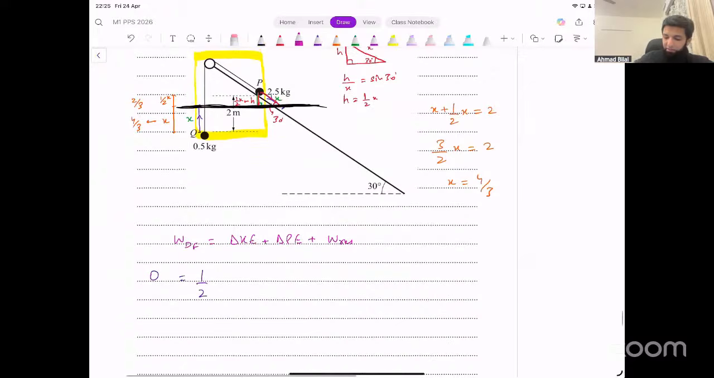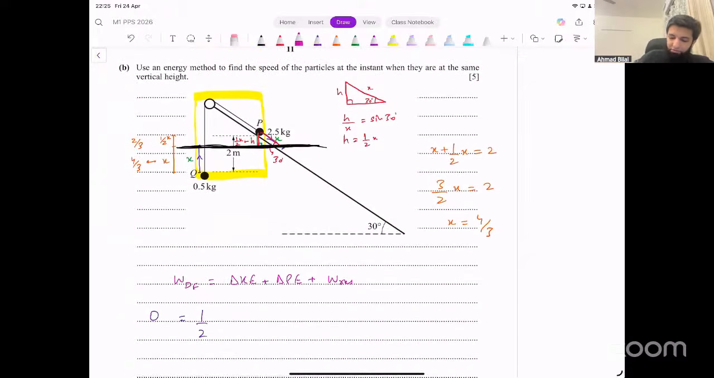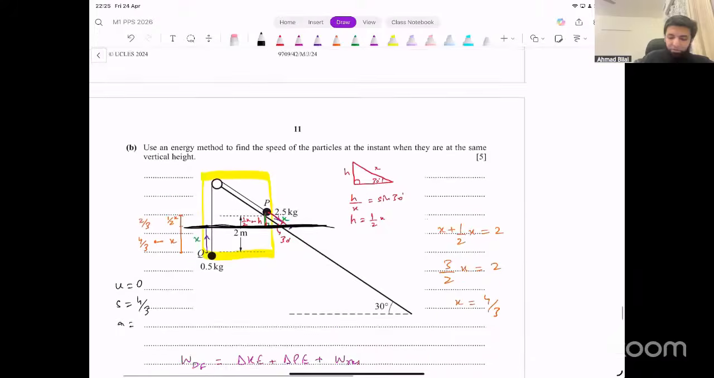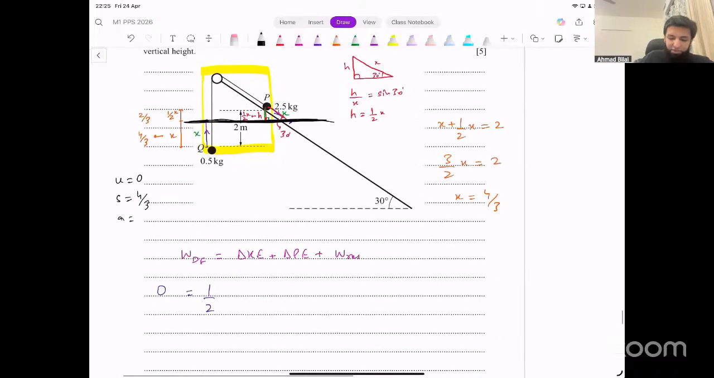Let's do that on the side as well. Final velocity, we know initial velocity is 0. Displacement for both of them is x units, which we found to be 4/3. S is equal to 4/3. What else? We know the value for acceleration from the previous part as well, which was 1.06. Ideally, you should use the more accurate number than 1.06.